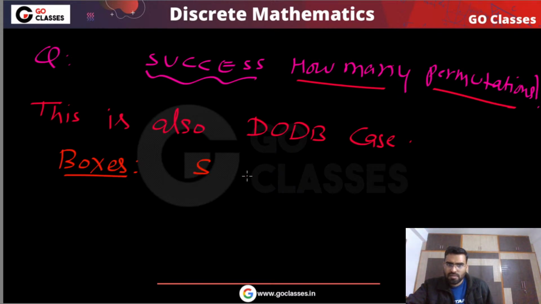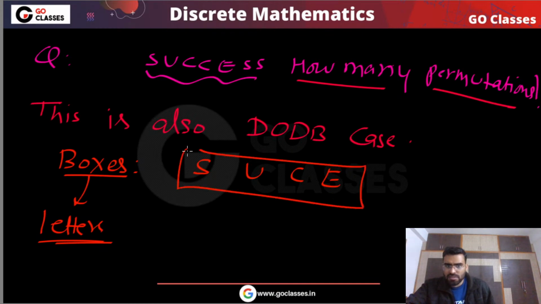S, U, C, E. These are the letters. These boxes are the letters. First of all, here the boxes are letters: S, U, C, E. These are the 5 boxes. So you can notice these are the 5 boxes.